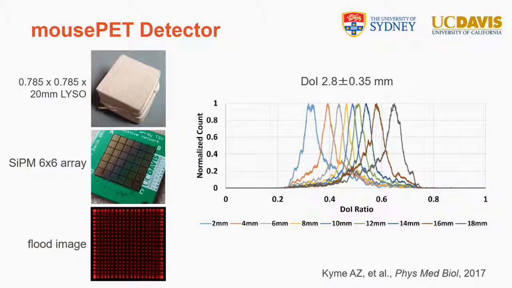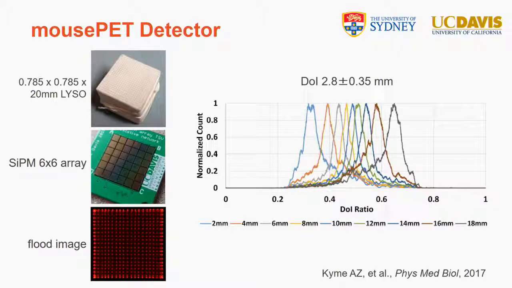The detector I referred to earlier on that's going into our system uses the dual-ended approach, so we've got silicon photomultiplier arrays on both sides. So this is the SciPM array. You can see here we're able to identify each of the individual crystals, which are 0.785 millimetres, so we're doing a good job of separating the crystals there.